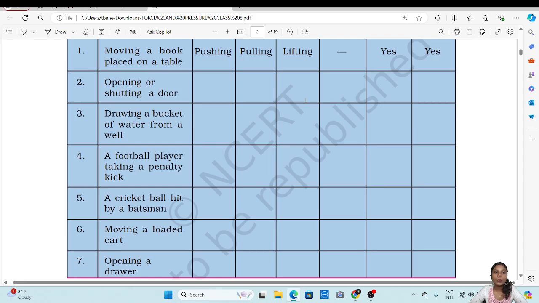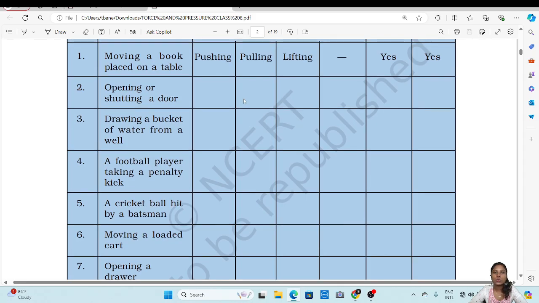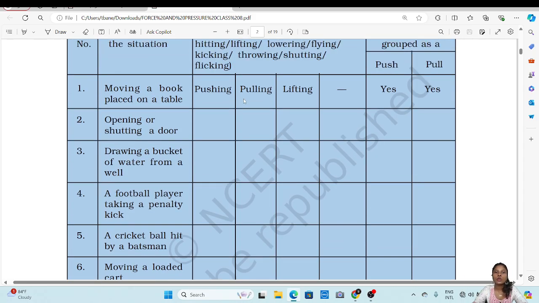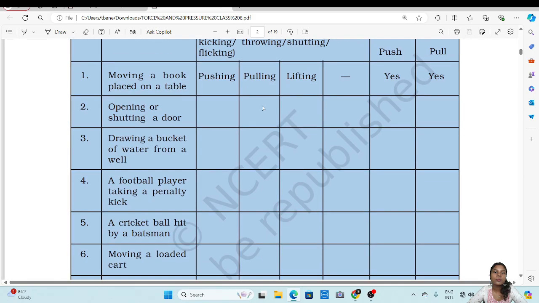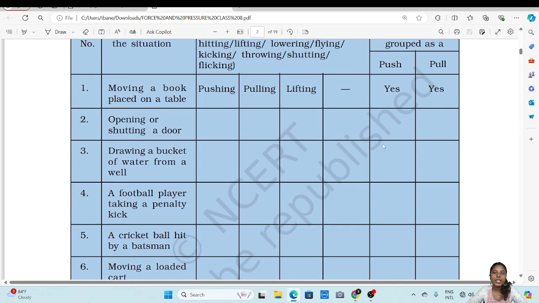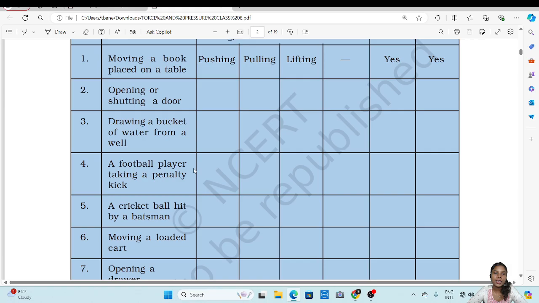Then opening or shutting a door. So that will be what? You will either push it or you will pull it. So pushing and pulling. Then drawing. Okay, there is another column here. Actions can be grouped as push or pull. So here we can say that it is a push, right? So you can say we can have push and pull. In this case also we can have push and pull here. Both things can happen.